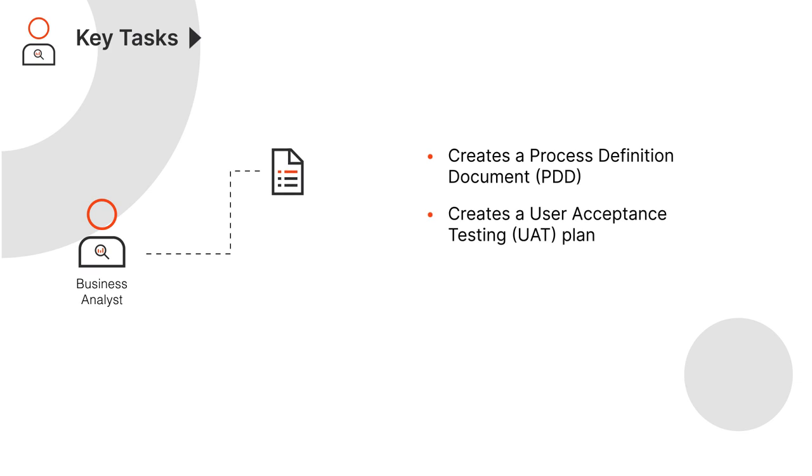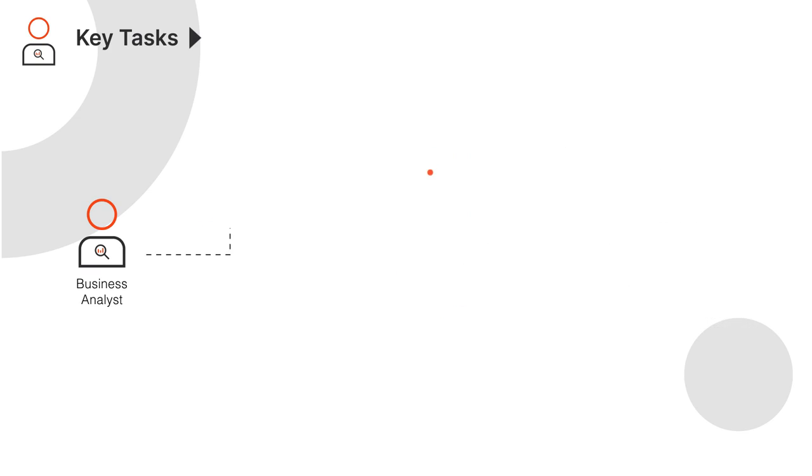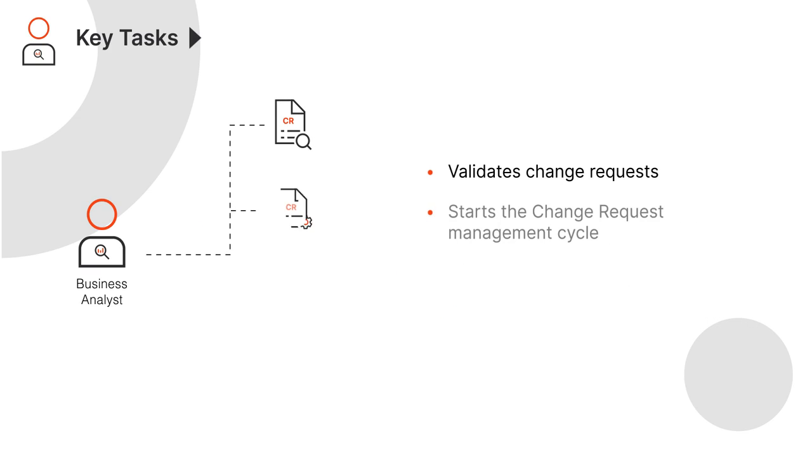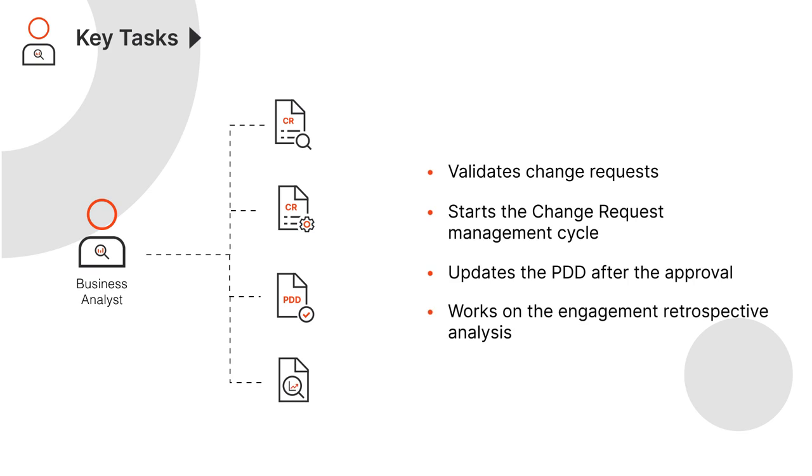Business analysts are also responsible for creating user acceptance testing plans and defining success criteria, such as understanding functional and non-functional requirements. During UAT, the business analyst works to ensure the automation output is in line with the signed-off requirements. The business analyst also validates any change requests and starts the change request management cycle. Once the change is approved, they also update it in the PDD. Lastly, the business analyst works on the engagement retrospective analysis.